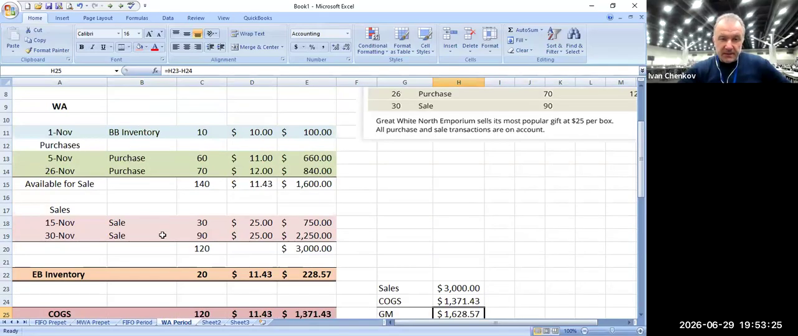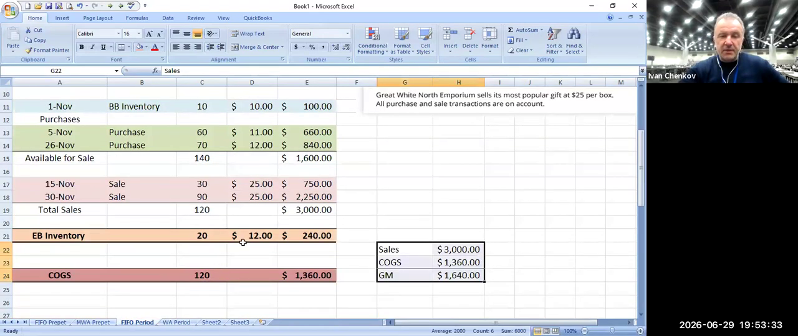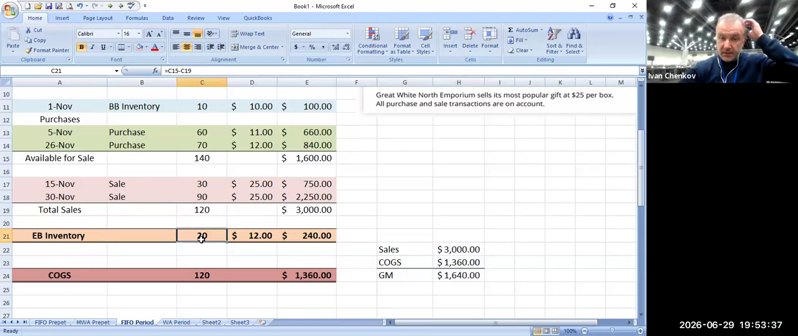Now, as you can see, the weighted average on the periodic is probably the simplest one. With first in, first out, the only thing that you have to be careful about is the value per unit of our ending inventory. And keep in mind that with first in, first out, you're only going to have inventory from the last purchases, not from the beginning.